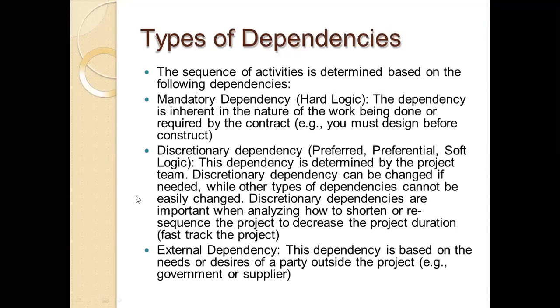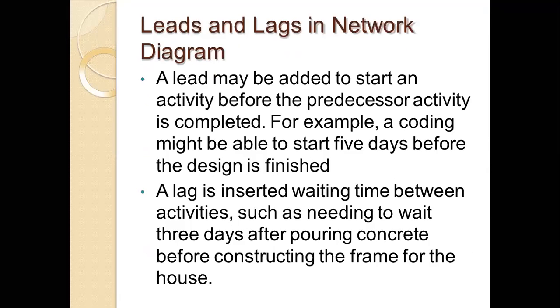Next is external dependency. This dependency is based on the needs or desires of a party outside the project, like the government or the supplier. So that dependency is not in the hands of the developer. It depends on the government who is giving the project, or the supplier.